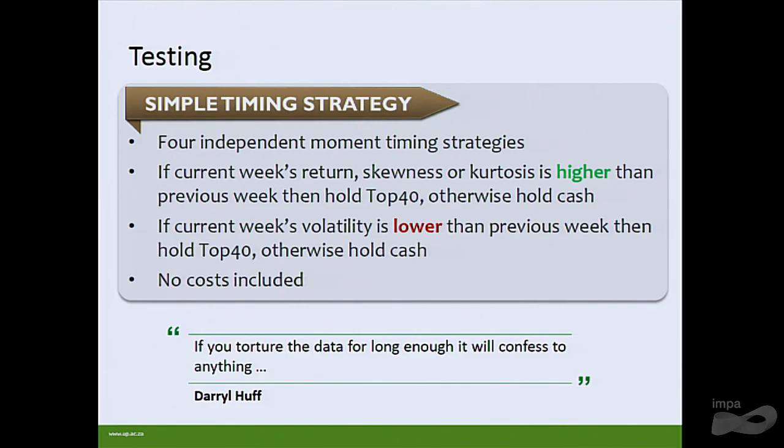What we've done is we've got these moments, and we say, from a tactical asset allocation perspective, let's assume I'm an investor who wants to be long of the index. If my current return, skewness or kurtosis is higher than you had in the previous week, I'm going to hold the index. If it's not, I'm going to just go into cash. And we do the reverse, where if volatility is lower, I'm going to hold the index, and otherwise not. Very simple, similar to a volatility timing strategy. Okay? So just to see if there's information.